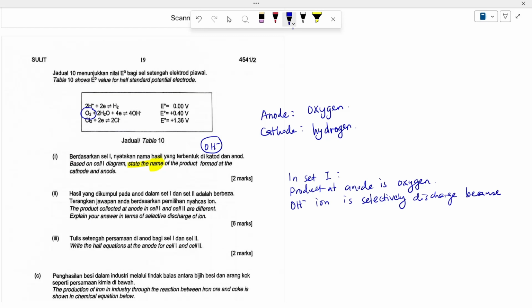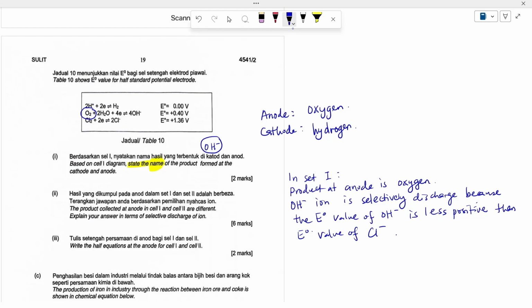Because the E naught value of hydroxide is less positive, correct? Less positive than the E naught value of chloride ions. So it will undergo oxidation.